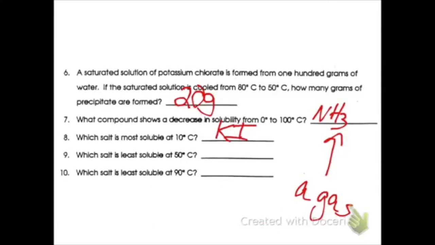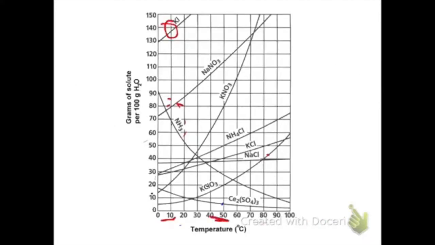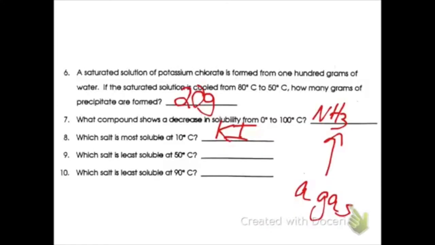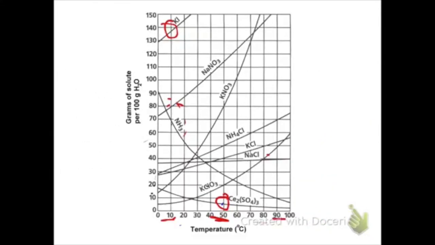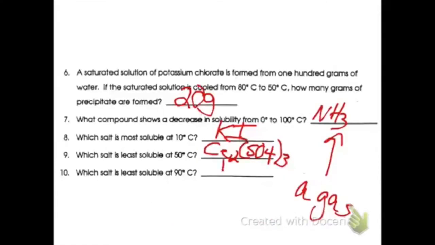And then least soluble, we already looked at one like that, but this one's at 50. So we need to look at 50 and we want the lowest one, which is Ce2(SO4)3, which by the way is cerium sulfate. Did we actually hit record again? Yeah, it's running. Okay, so the lowest one was the Ce2(SO4)3. And then we want least soluble at 90, which is going to be the same one again. Ditto.